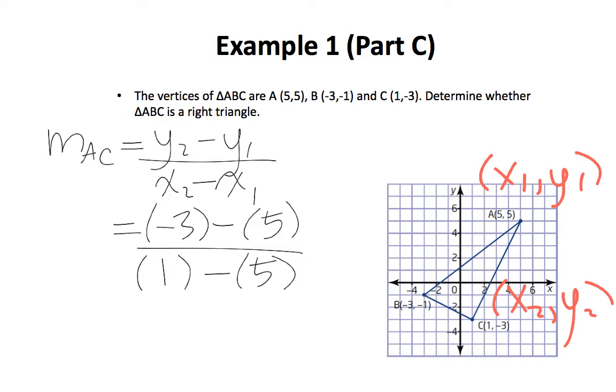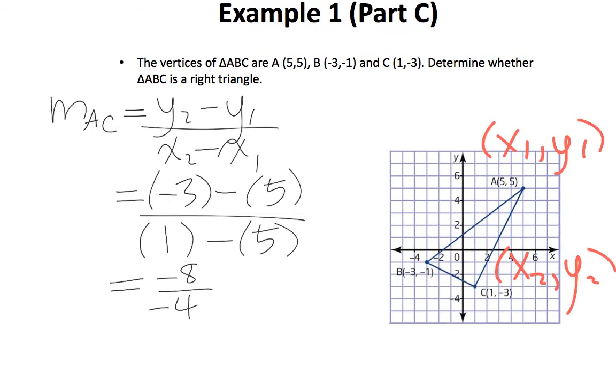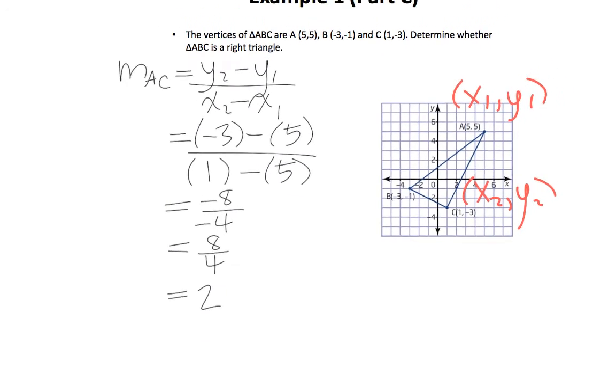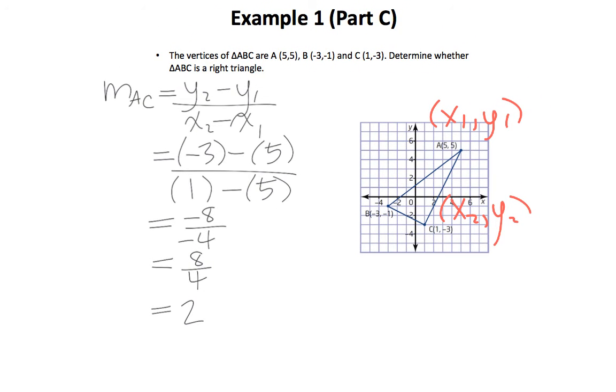We're going to simplify in this next step. -3 subtract 5 is -8, and 1 subtract 5 is -4. A negative divided by a negative becomes positive, so that becomes 8/4, and 8/4 simplifies to just 2. Therefore, the slope of line segment AC is 2.